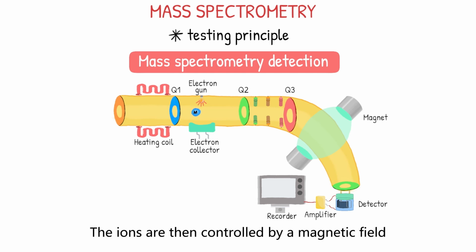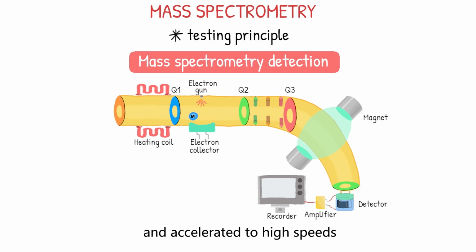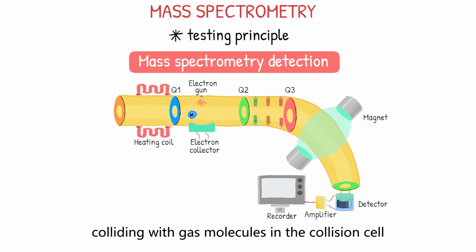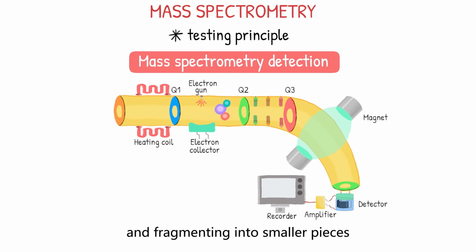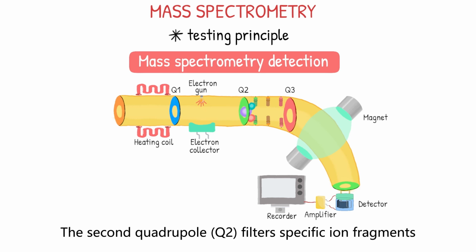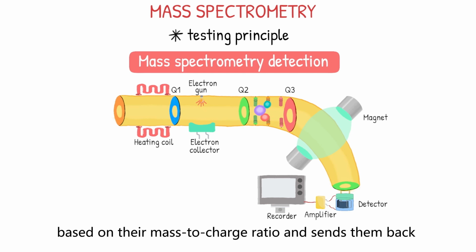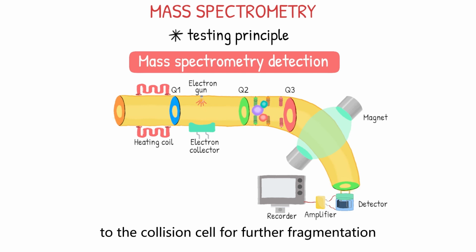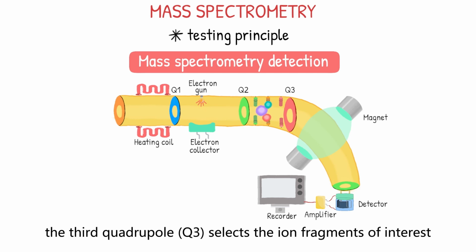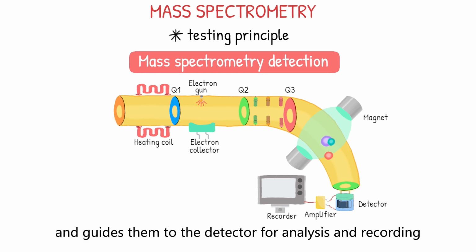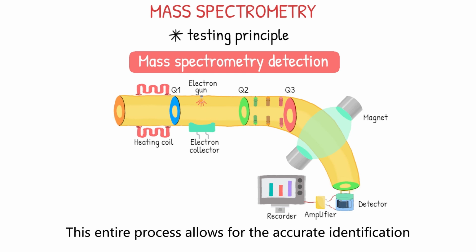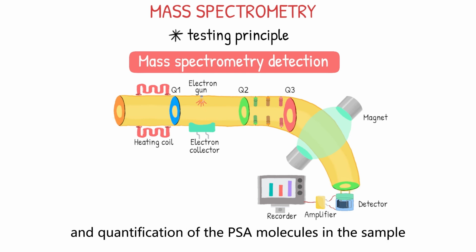The ions are then controlled by a magnetic field and accelerated to high speeds, colliding with the gas molecules in the collision cell and fragmenting into smaller pieces. The second quadrupole, Q2, filters specific ion fragments based on their mass-to-charge ratio and sends them back to the collision cell for further fragmentation. Finally, the third quadrupole, Q3, selects the ion fragments of interest and guides them to the detector for analysis and recording. This entire process allows for the accurate identification and quantification of the PSA molecules in the sample.